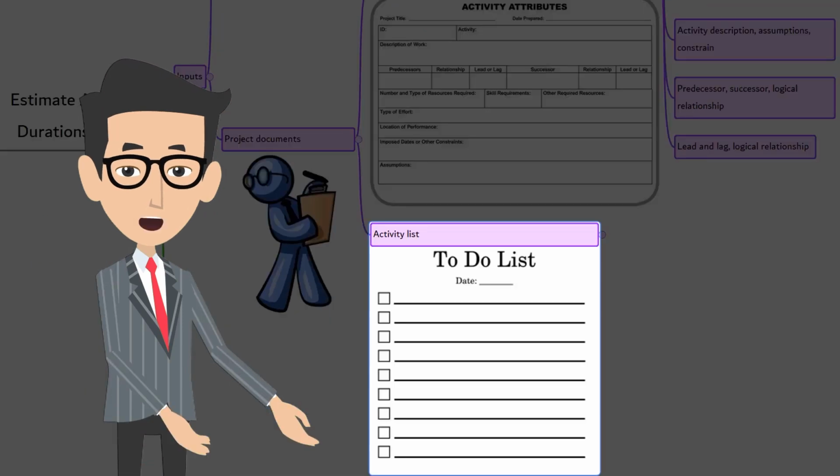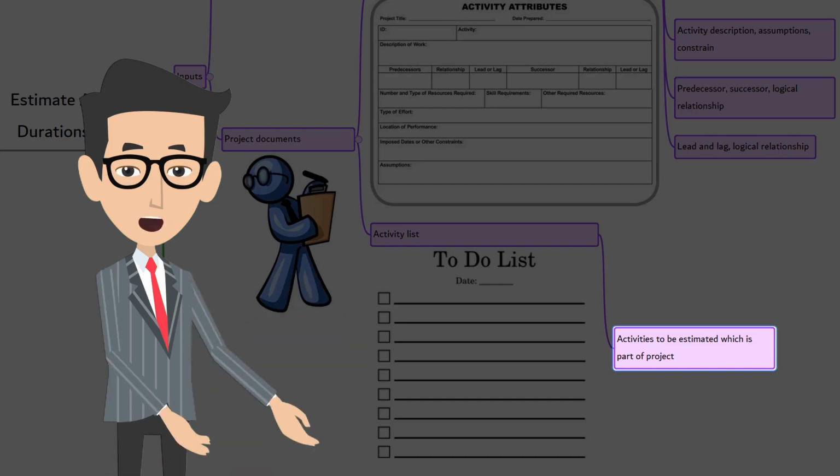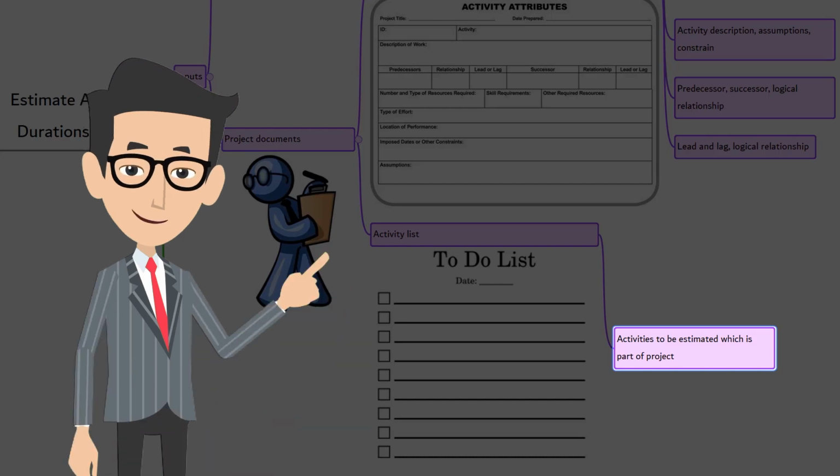The next one is activity list. The activity list contains all scheduled activities required on the project that are to be estimated. Of course, dependencies and other constraints can influence the duration of estimates.